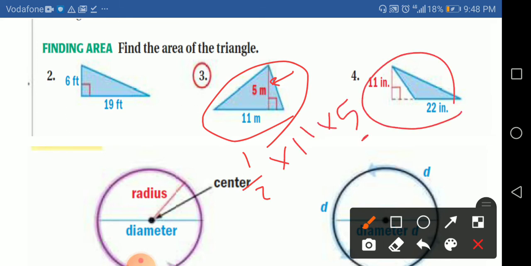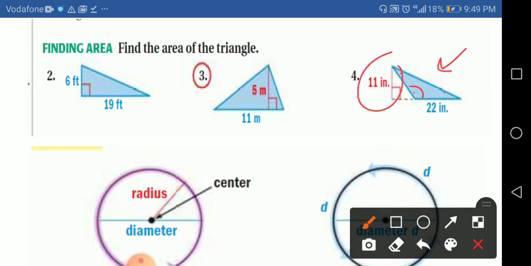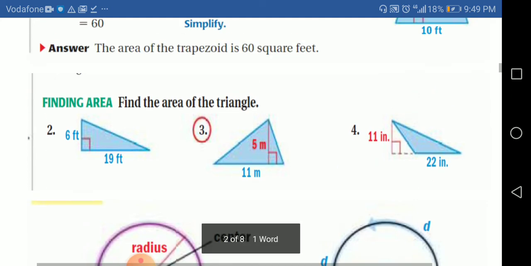What about this one? This is an obtuse triangle. Obtuse triangle means that one of the angles of the triangle is more than 90 degrees, less than 180 degrees. So what should I do here? I should know that the height is outside the triangle. So in the obtuse triangle, you'll find the height or the altitude outside the triangle. So it will be half times 22 times 11.